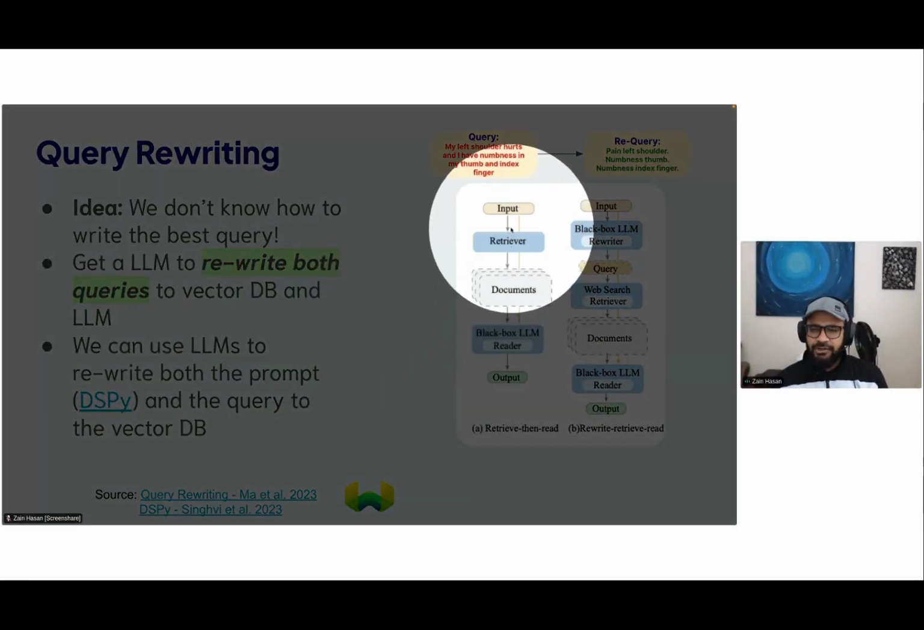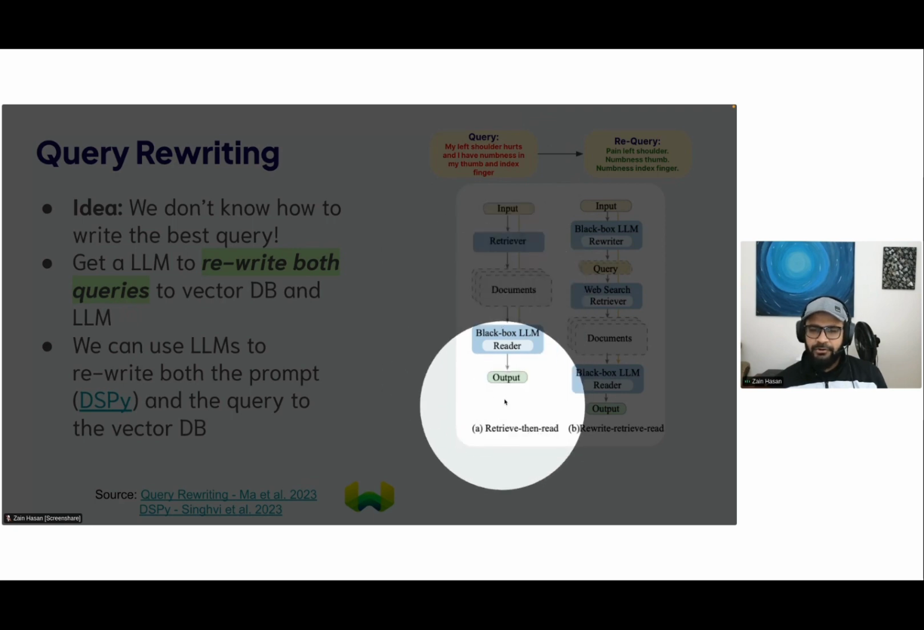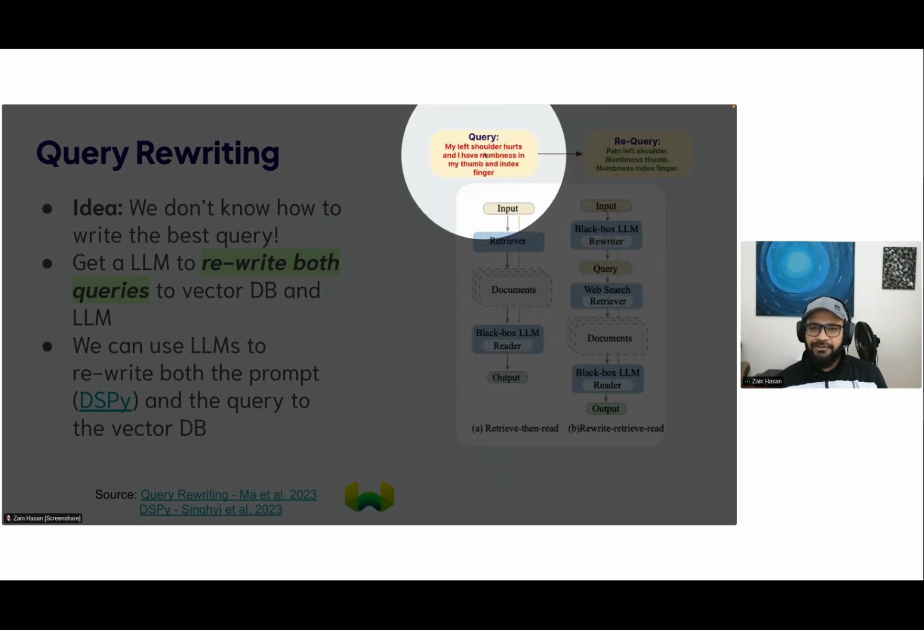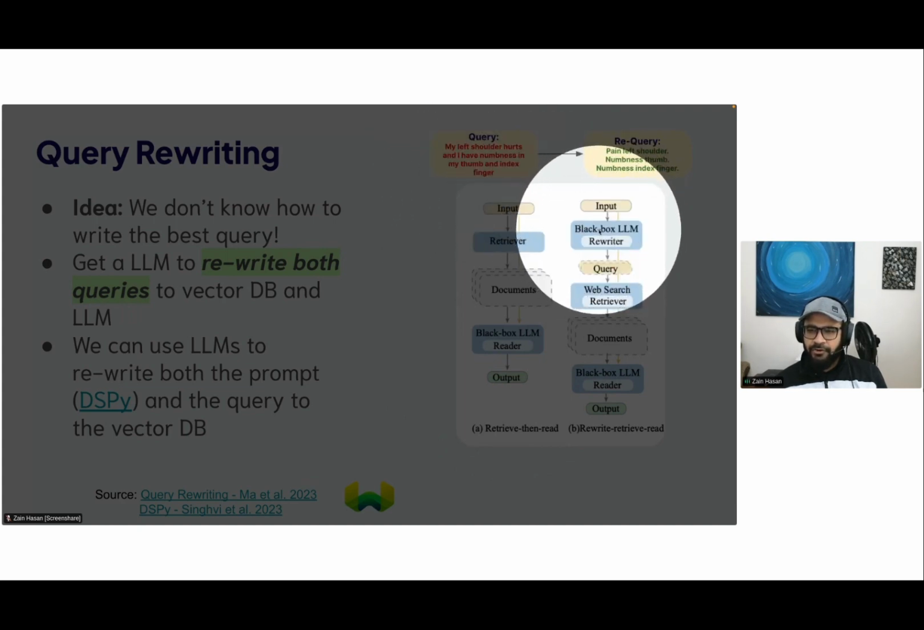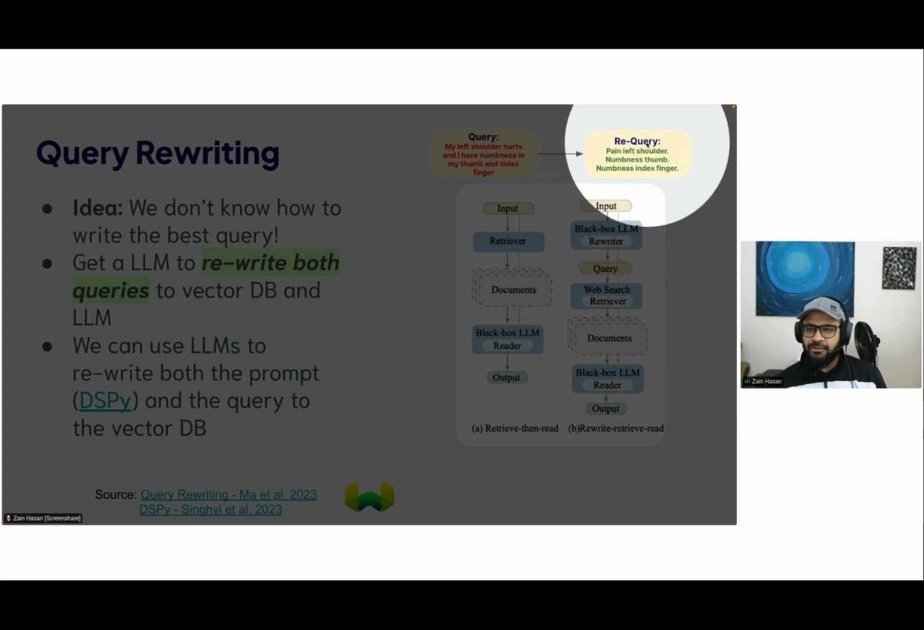Typically when you use a vector database, you use it in this manner. You take your input, you have some sort of search vector database, and it gives you the documents that are relevant, and then you give that to a language model to read and answer some output. In this case, what we're doing is taking a query like this: my left shoulder hurts and I have numbness in my thumb and index finger. We're giving that to a rewriter, and the job of this language model rewriter is to restate the query in a way that's more optimal for a vector database. So this language model rewrites the query, and it says this query should instead be: pain left shoulder. That's one sentence. Numbness thumb. That's the second sentence, and the third sentence is numbness index finger.